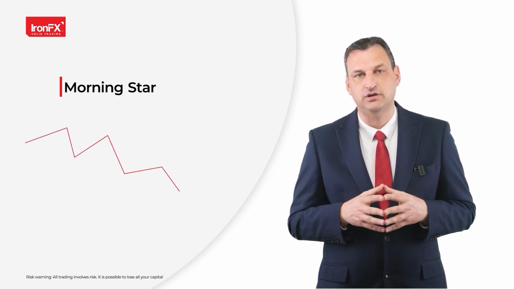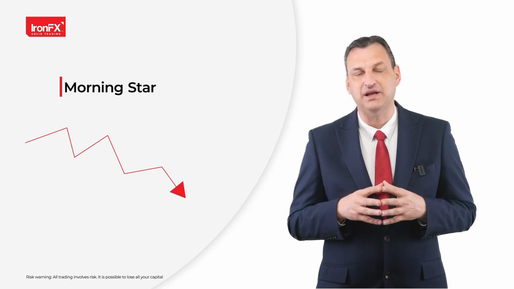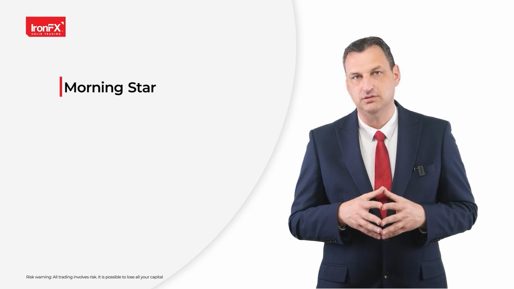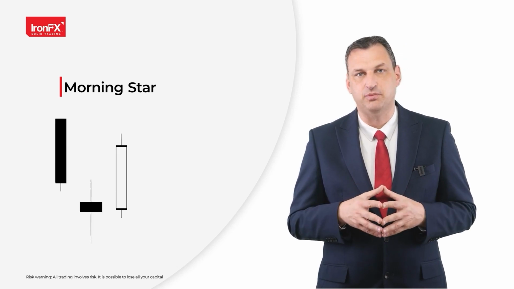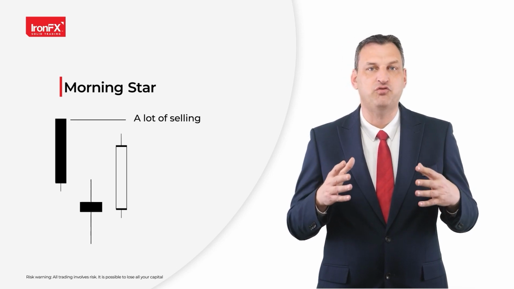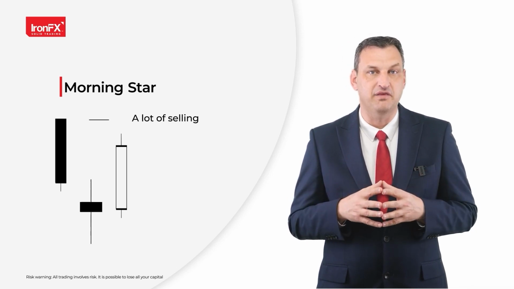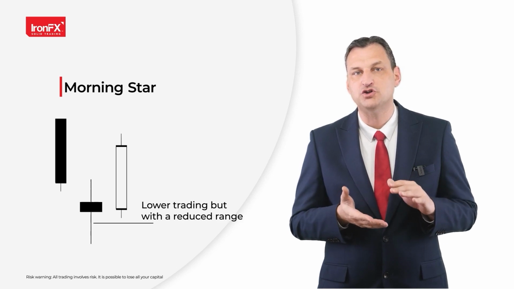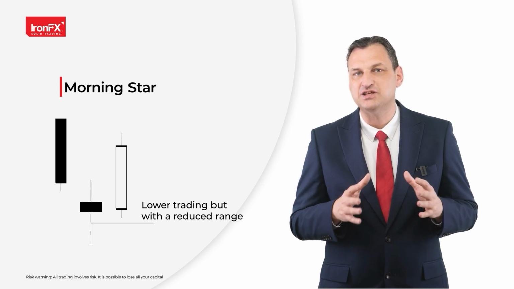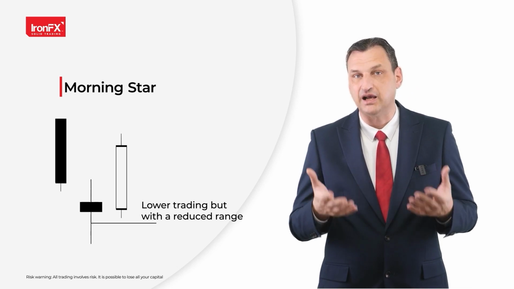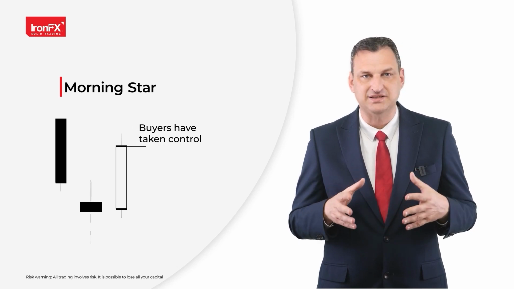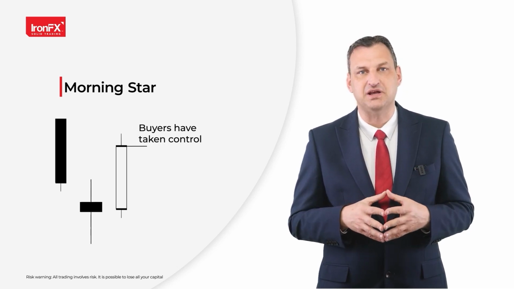When found in a downturn, this pattern can be an indication that a reversal in the price trend is going to take place. What the pattern represents from a supply and demand point of view is a lot of selling in the period which forms the first black candle. Then a period of lower trading but with a reduced range, which indicates indecision in the market. This forms the second candle. Then we have the third candlestick that shows that buyers have taken control over the trading instrument's direction.